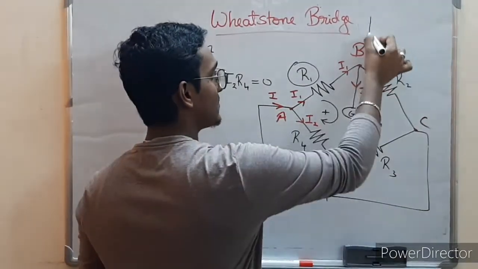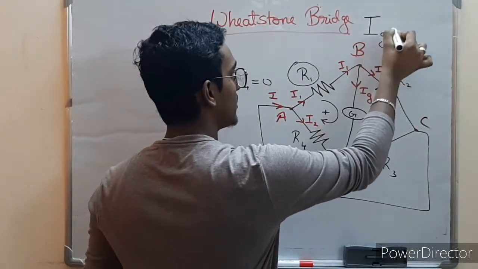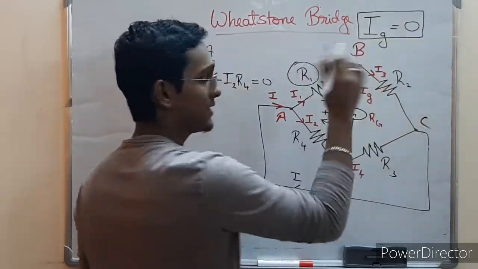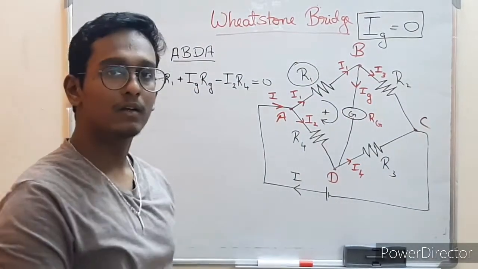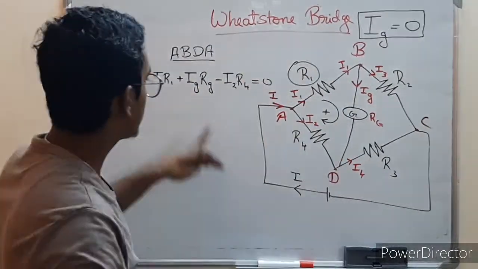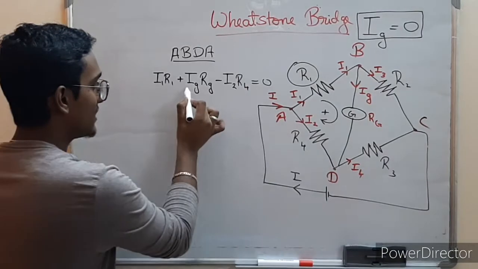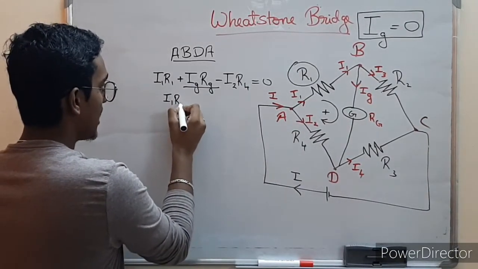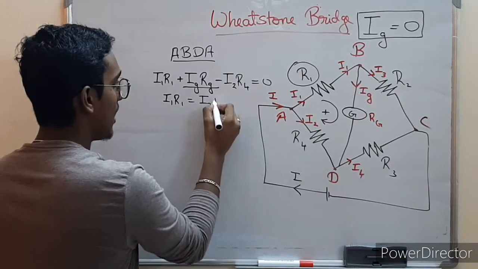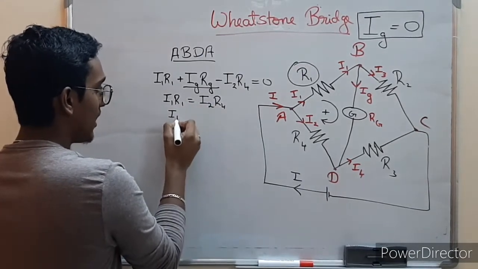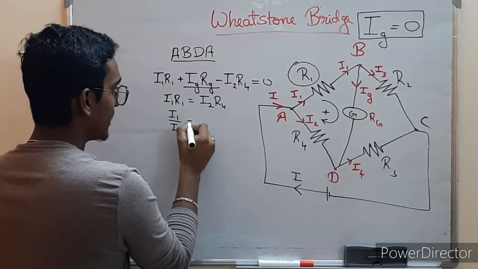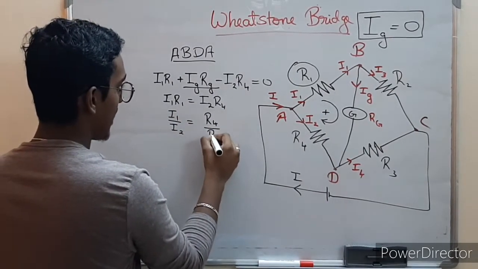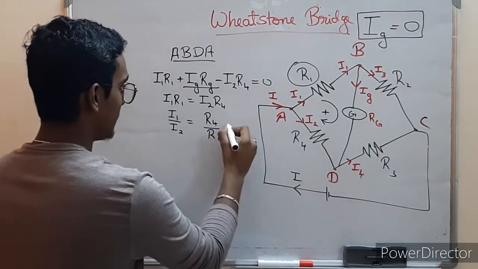We are going to make the assumption Ig equal to 0. This is the main underlying principle of this method. So when we assume Ig equal to 0, what happens to this equation? This term becomes 0. So we have I1 R1 equals I2 R4, or I1 by I2 equals R4 by R1. This is our first result.